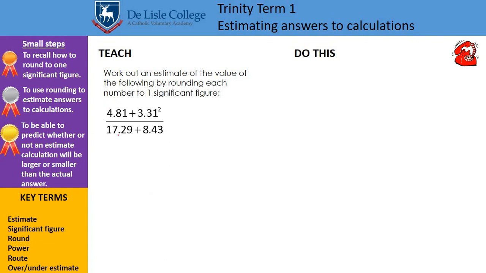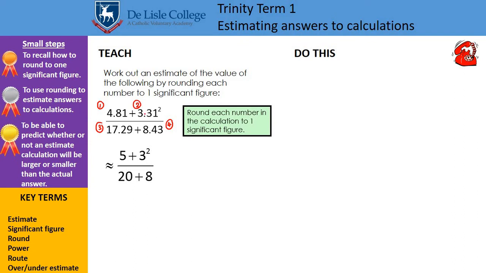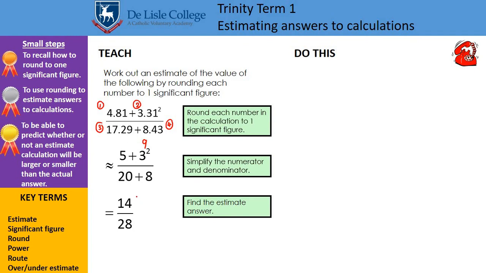We'll do another one, and there are more things to change. So we've got to deal with the 4.81. We've got to deal with the 3.31 before we square it, not after. The 17.29 and the 8.43. So if we round here, we'd get 5. 3.31 to one significant figure is 3. We get a 20 and we get an 8. Then we can deal with the 3 squared, which is 9. So you end up doing 5 add 9, which gets you 14, and 20 add 8 is 28. 14 divided by 28, you know that you could actually simplify that to a half, because it's an equivalent fraction. So you get an answer of 0.5.